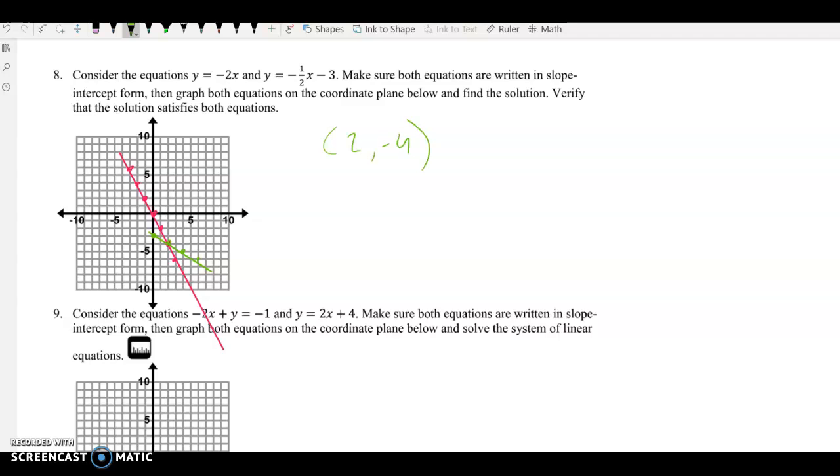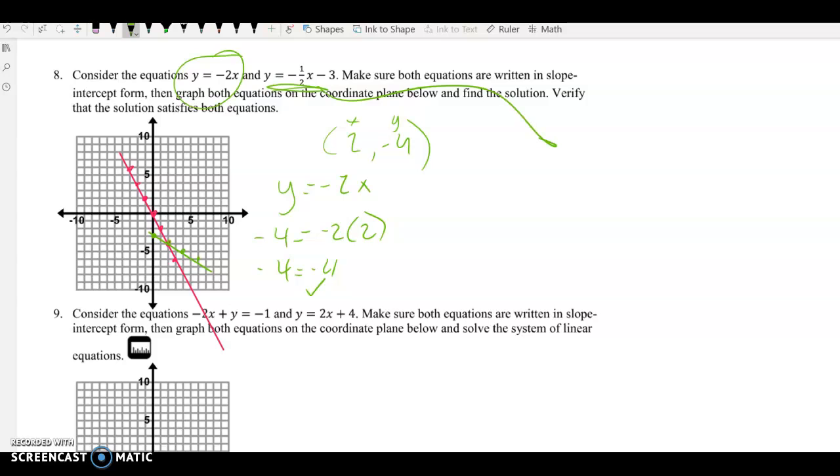Now they want me to prove that it satisfies the solutions. So when I go up above, I have y equals -2x. Well, 2 is going to be my x. -4 was my y of my intersection point. So I get -4 equals -2 times 2. Is -4 equal to -4? Yes. So it works for this equation here.